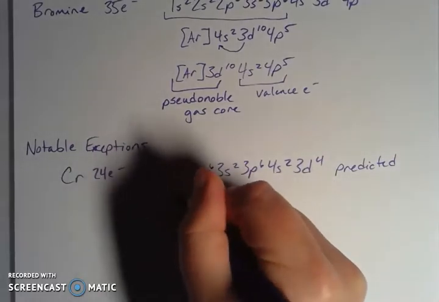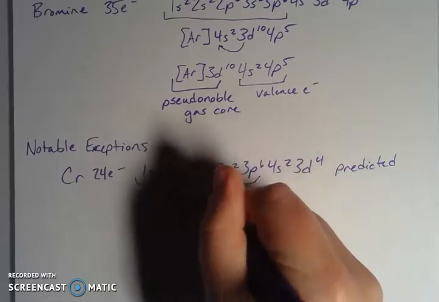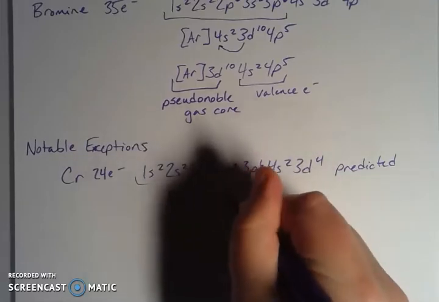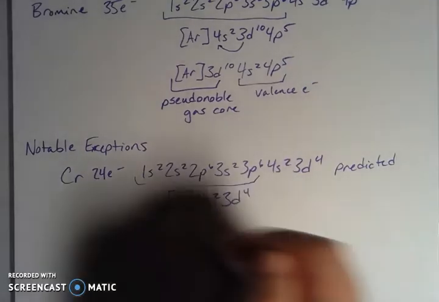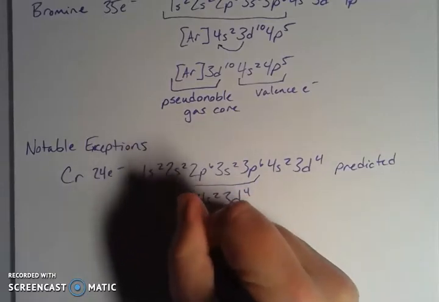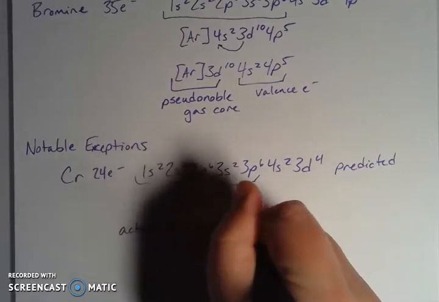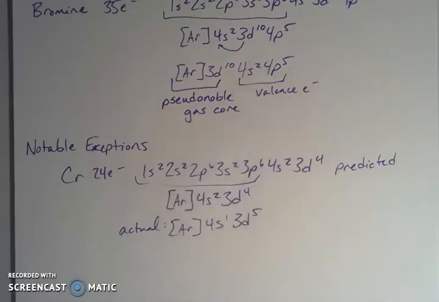So let's abbreviate this down to argon. That covers all of this. 4s2, 3d4. So there's my predicted. My actual is argon with only 1 in my 4s and then 3d5. This kind of goes to Hund's rule, which says that electrons like to spread out as much as possible. So they're going to like to spread out to give themselves as much space as possible.